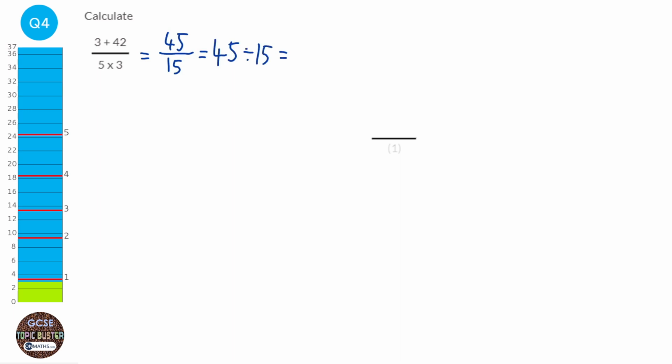So I'm just going to go through the 15 times table and just work out that's 1 times 15, 2 times 15, 3 times 15. So 3 15s in 45.